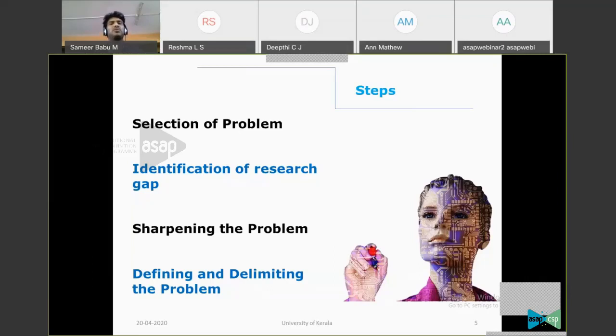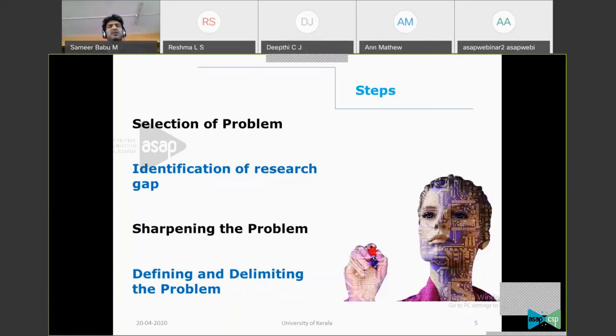Now what you have to do is delimit the problem and define the problem properly. What are you going to do actually with the problem? Delimiting the problem: sometimes you may not be able to take all the parameters together, so you have to delimit what you are going to take. For example, we know that there is a theory of multiple intelligences by Howard Gardner. There are many types of intelligence he has explained.